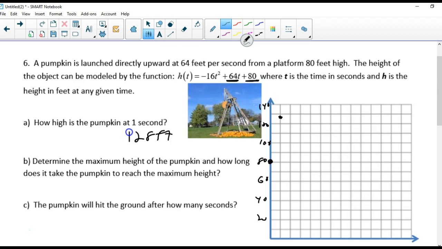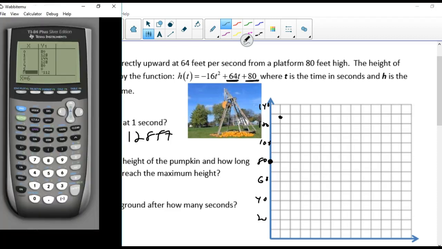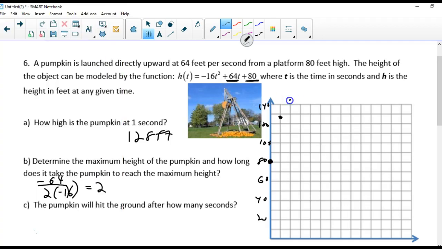Now the maximum height. This is where we have to take the opposite of B over 2A. So 64 divided by 2, sorry, 16. So 64 divided by 32 is going to be 2. So in 2 seconds, it'll be at its maximum height. We look at our calculator, 2 seconds, 144. So in 2 seconds, it's going to be about here, just a little bit off the graph.